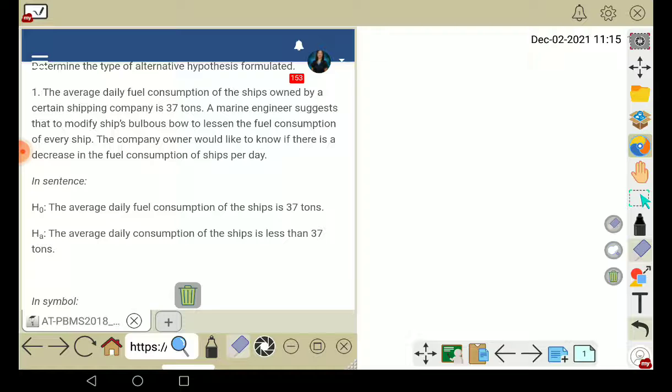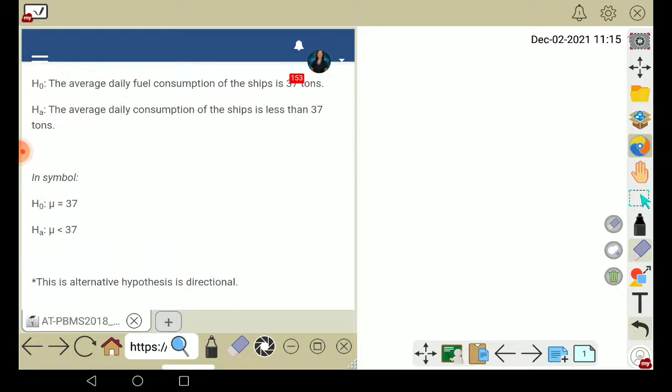The question is, where does the phrase less than come from? That is from the word decrease. The word decrease determines the phrase less than. So in symbol, of course, we have your population mean, which is given by the symbol mu, is equal to 37, if we formulate that sentence or statement in symbol.